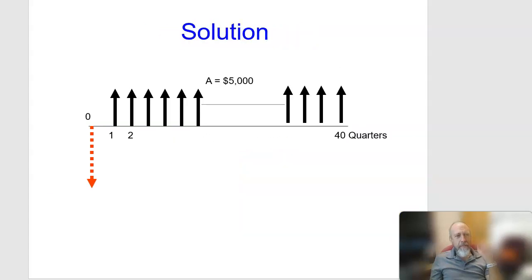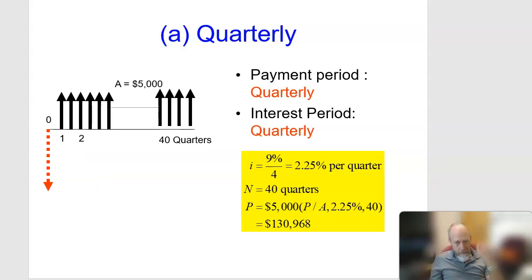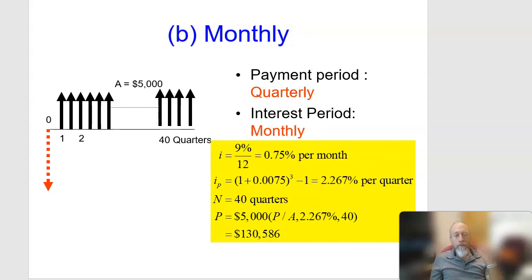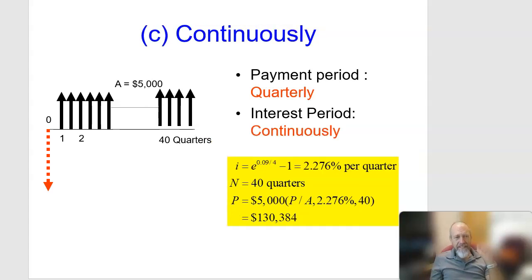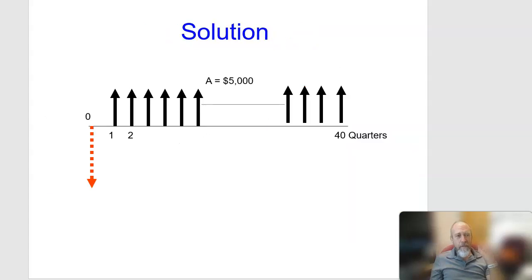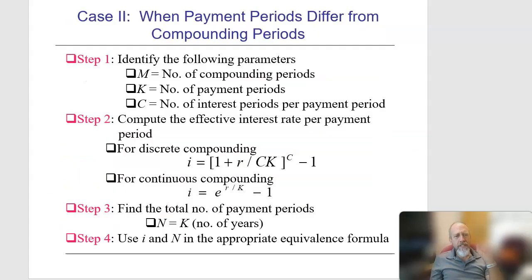Now again, I'm going to put that in here so that you can look at those numbers, apply it to the equation, work through it, and make it make sense. The reality is that I'm going to go backwards just a little bit to those equations. Case 2, payment periods differing from compounding periods. You have the process. It's relatively straightforward, but really what you're doing is getting an effective interest rate over a period, the total number of payment periods, and then using the equivalence formula to get the actual value at any point in time.